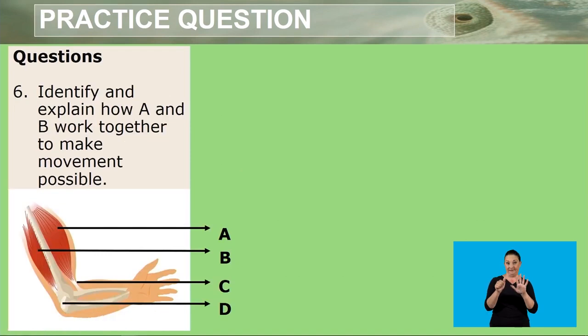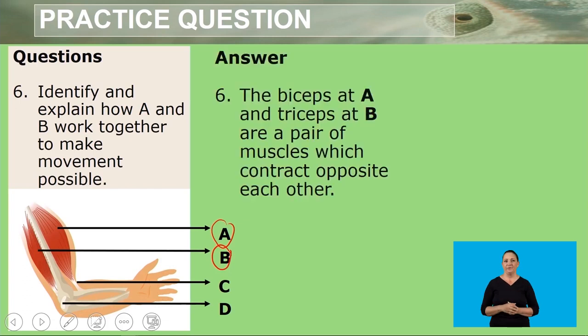Number 6, okay, the instruction says, identify and explain how A and B work together to make movement possible. So we are looking at parts labeled A and B, and we know that those are muscles. So how do they work together to make movement possible? So the muscle found at A is called the biceps, sorry. And we know that at B, we find the triceps.